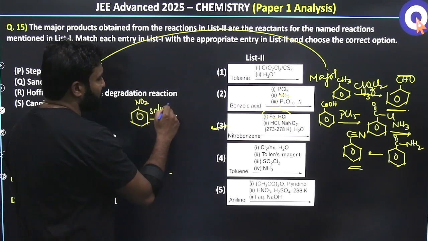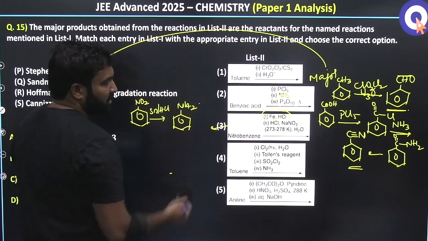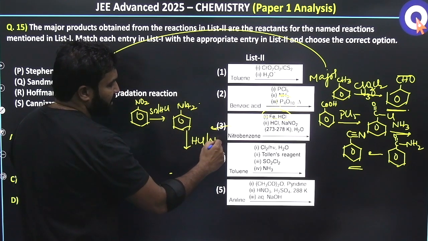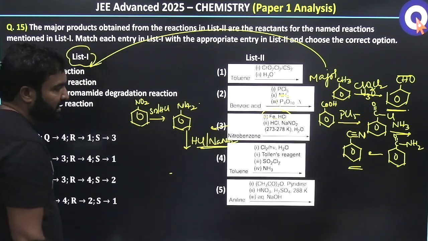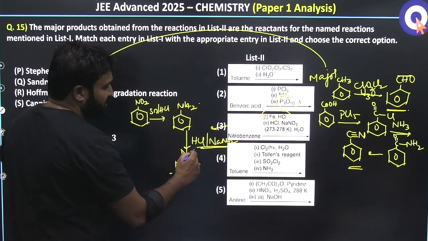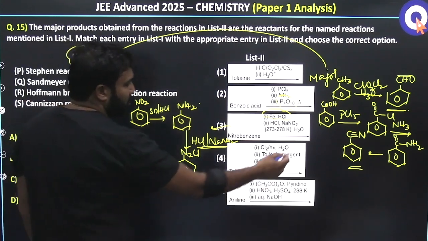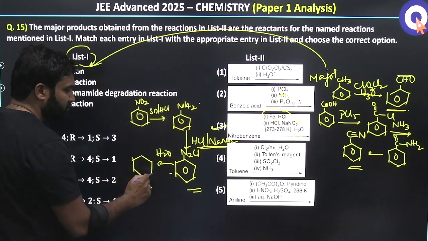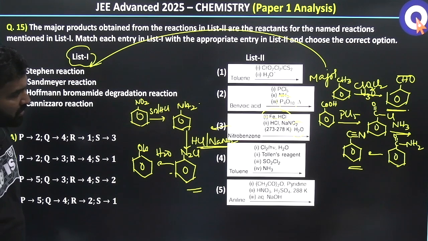It will be converted into amine, so it will become aniline. Aniline, which on reacting with NaNO2 is a diazotization reaction. So after diazotization, what will we get? We will get benzene diazonium chloride, and from the benzene diazonium chloride, if you add water, it will be converted into what? Phenol.